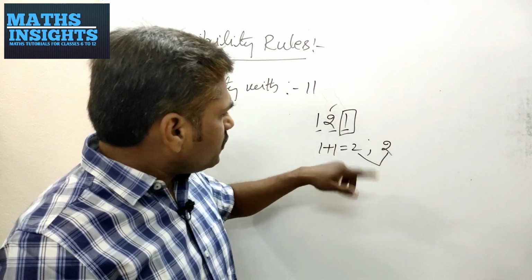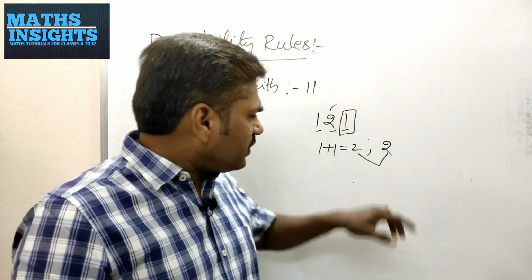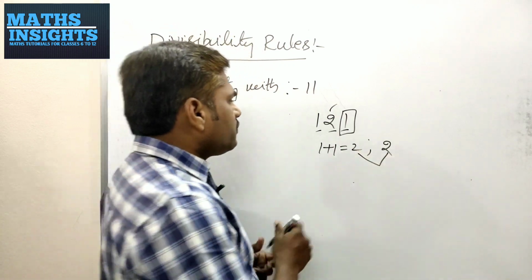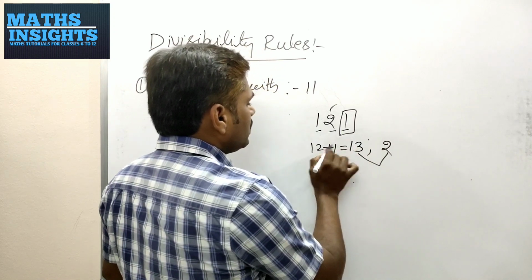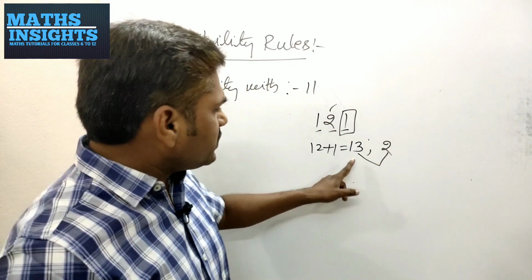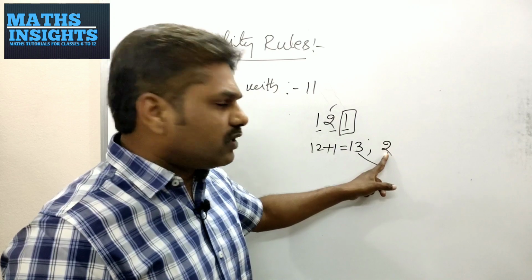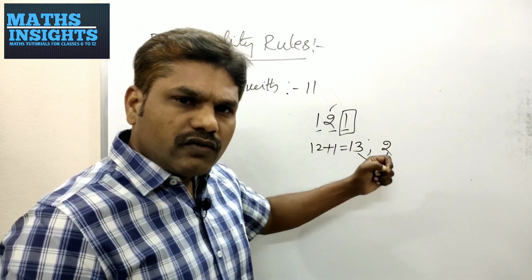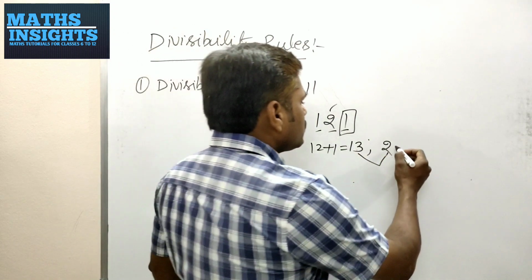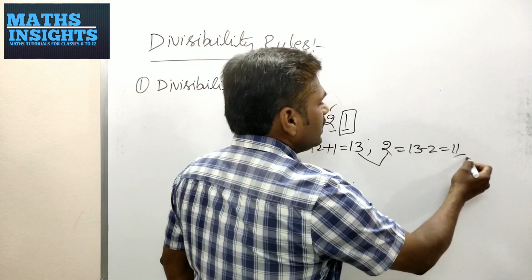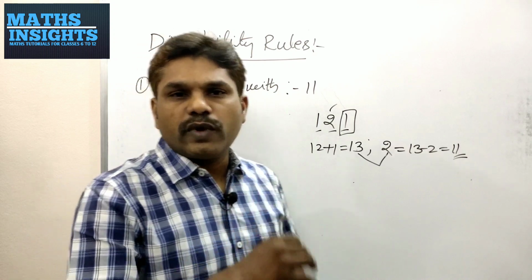And also, sometimes the sums may not be equal. Suppose you find 13 here, and this is 12 plus 1 is 13. This is the sum of the digits at odd places, and this is the sum at even places, but these two are not equal. Whenever they are not equal, you have to take the difference. 13 minus 2 is 11. 11 is divisible by 11. Therefore, you have to conclude that the number is also divisible by 11.